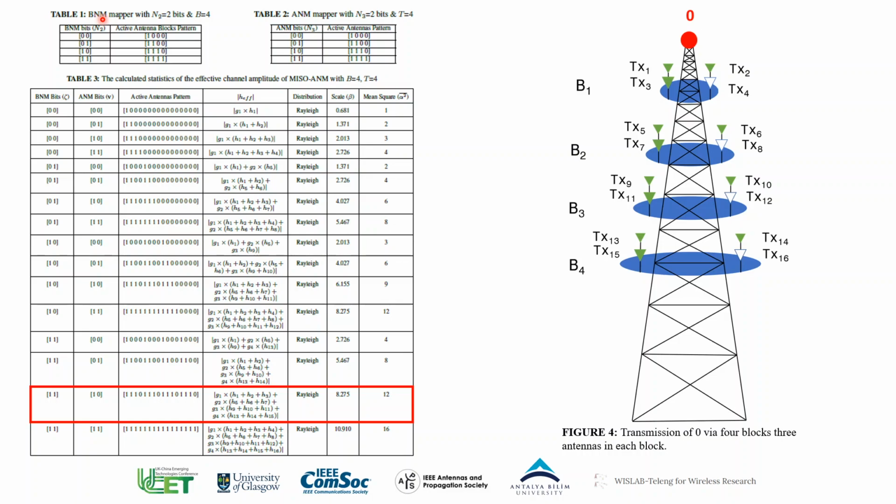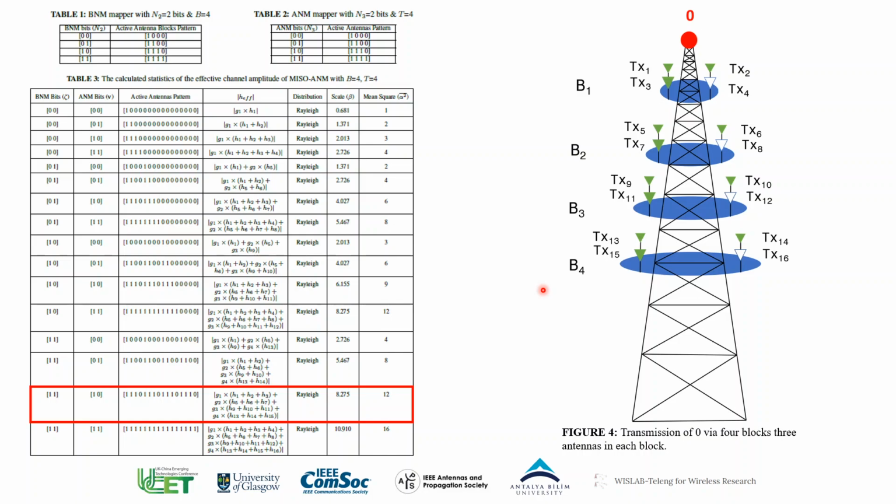So in the ANM bits group, when we check the correspondence of the active antenna blocks pattern, we see that 1 1 corresponds to activation of 4 antenna blocks. So we are activating B1, B2, B3 and B4. And when we check the ANM mapper, we see that 1 0 corresponds to activation of 3 antenna blocks in each activated block. So we need to activate 3 antennas here, 3 antennas here, 3 antennas here, and 3 antennas here. So in total we are going to be activating 12 antennas for the transmission of 0.